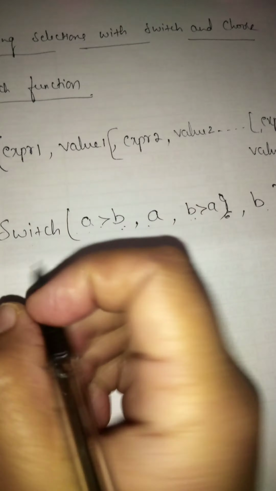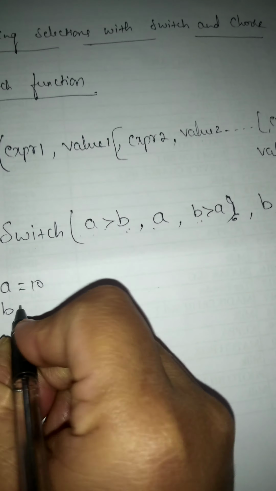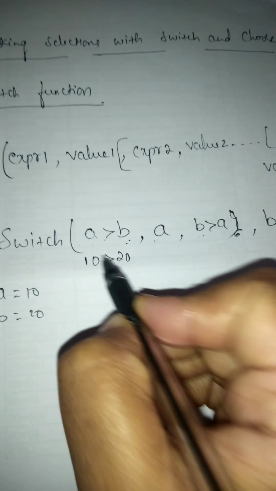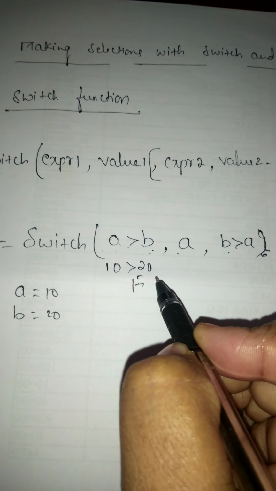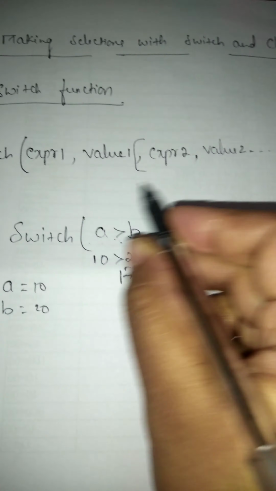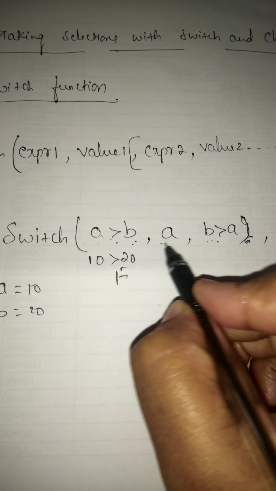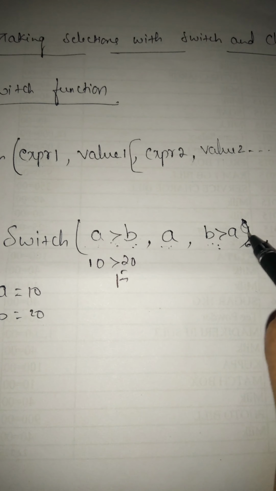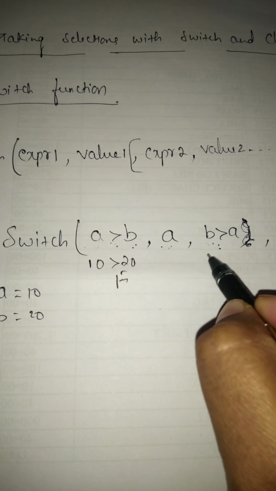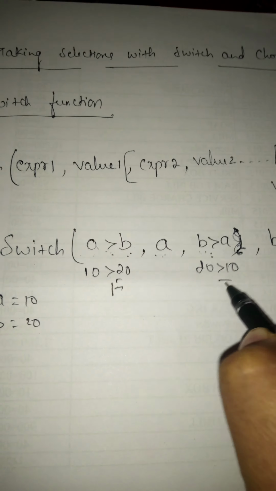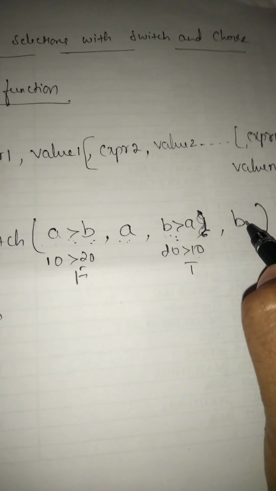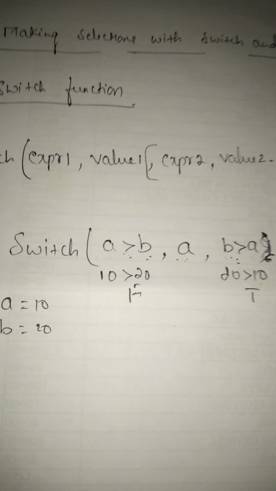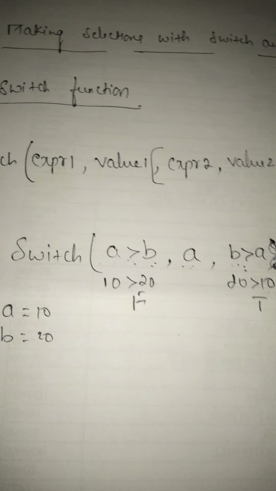For example, if a is equal to 10 and b is equal to 20, here first it will evaluate this condition. 10 greater than 20 is what? False. If this expression 1 is false, it will move on to the second expression. It does not evaluate this value. What is the second expression we have? b greater than a. What is b? 20. 20 greater than 10 is what? True. If it is true, it will evaluate b. Then the value of b is assigned to c. So c is equal to 20. This is how the switch statement evaluates.